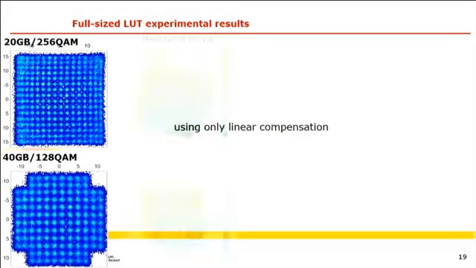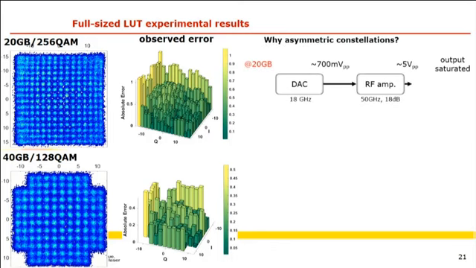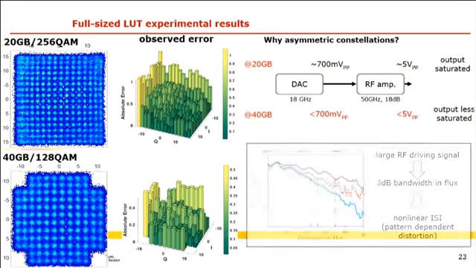These are the distortions we find. Here in green, I showed the observed error. And the observed error is more asymmetric with the 20 gigabaud than the 40 gigabaud. And the reason is because at 20 gigabaud, I can drive my driver with a stronger peak-to-peak voltage, and because of that, I'm looking into saturation of our RF amplifier more in all likelihood.